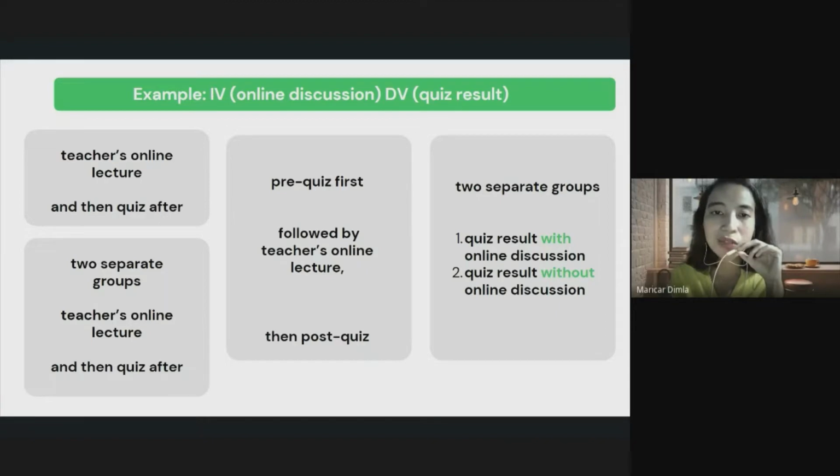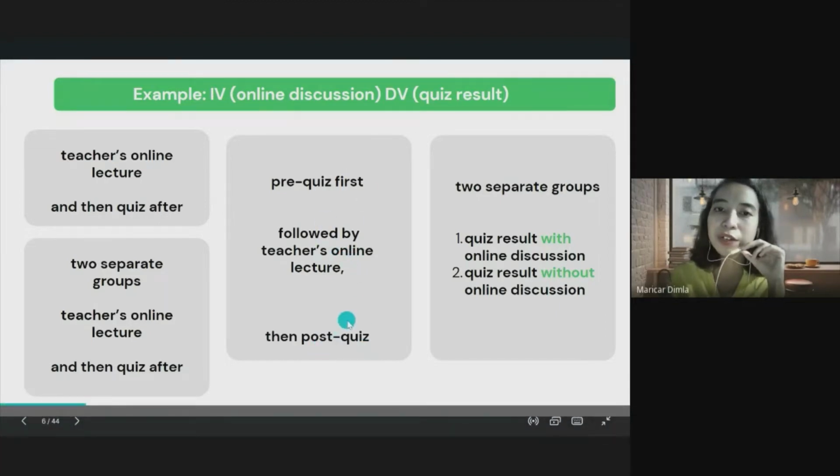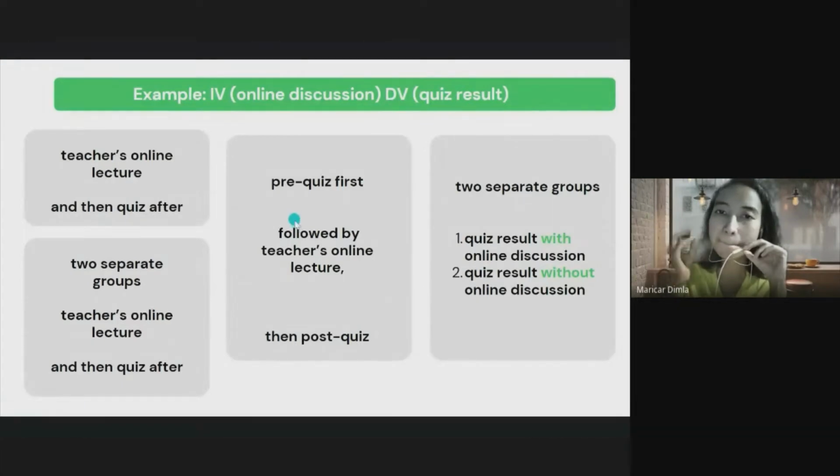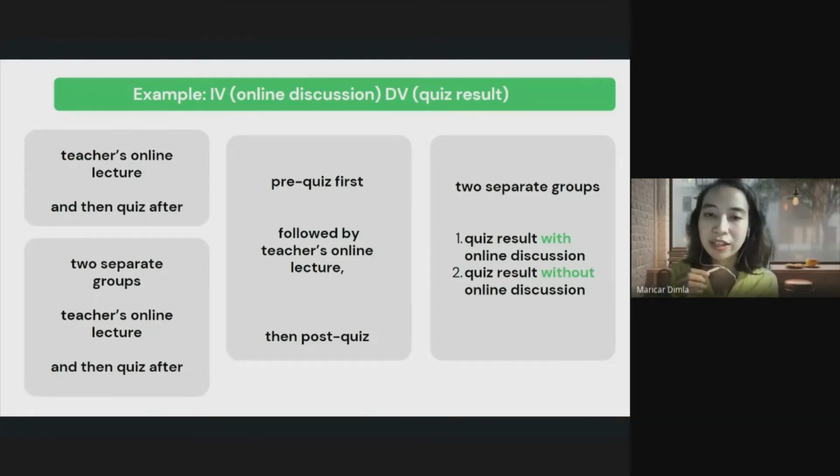So again, class, we have the same set of IV and DV, but they differ from the research method, and definitely there will be different findings. I hope, class, you are getting the point here. Ito yung sinasabi ko sa inyo, class, a while back na no matter how good you are in writing, if you use a wrong research method, you cannot answer your statement of the problem.